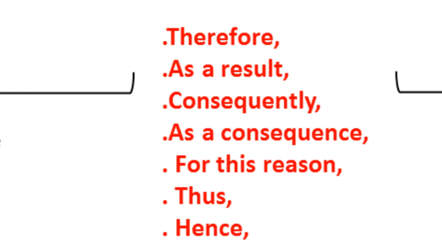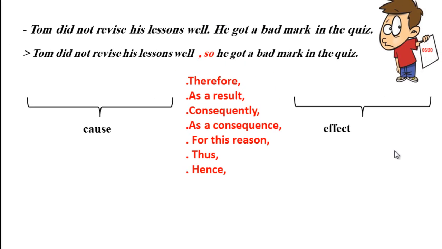When you put them between a full stop and the comma, you capitalize the first letter or the initial letter of each linking word. But when you put them between a semicolon and the comma, the initial letter of each linking word should be small. Let us see some examples.